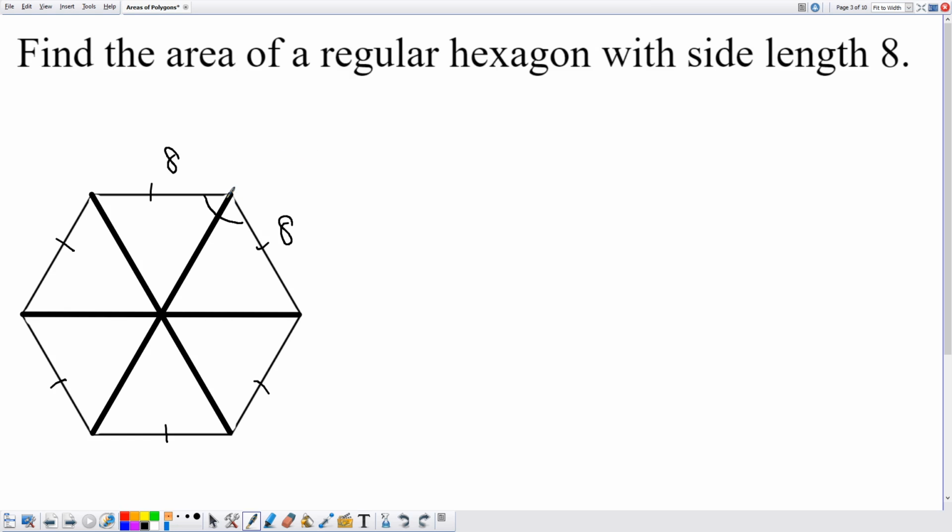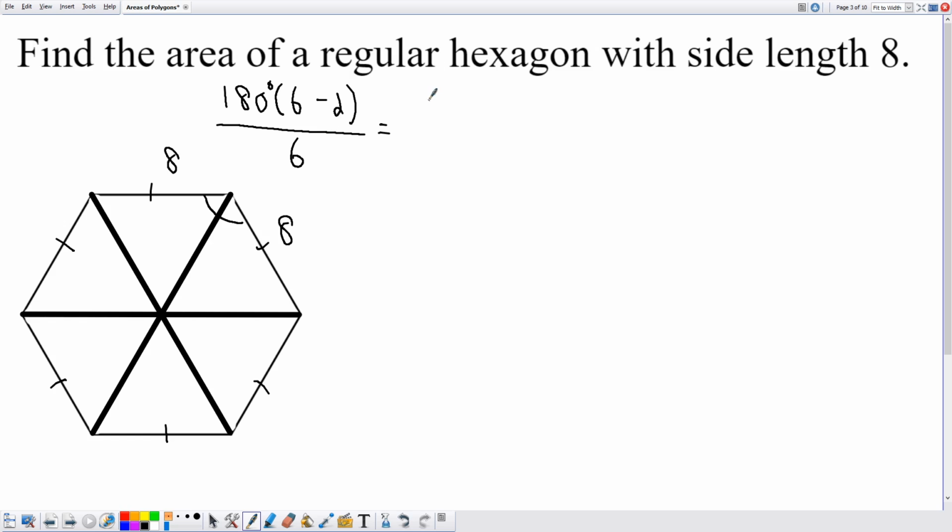So, I know that each angle of this hexagon is equivalent to the number of sides, 1, 2, 3, 4, 5, 6 sides, minus 2, times 180, and then divided by the number of sides again, 6. This is what we covered in the last lesson. And if we simplify that, we'll find the measure of each angle in the hexagon.